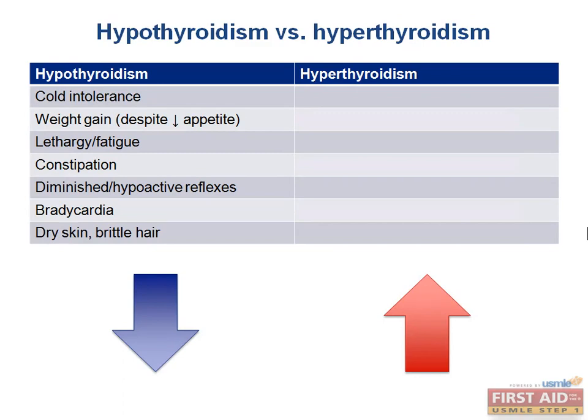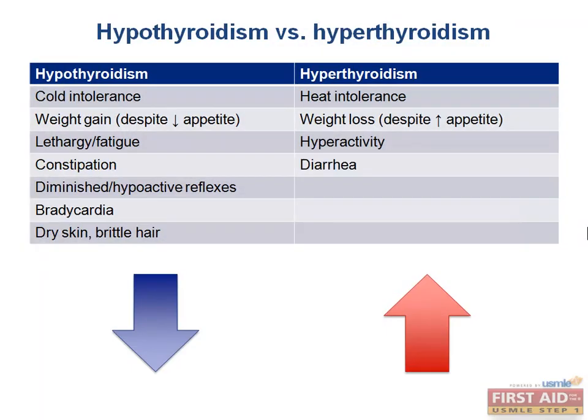Contrast this with hyperthyroidism, where we have intolerance to heat and weight loss, despite increased appetite. These patients tend to be hyperactive, and this is reflected by their symptoms of diarrhea, hyperactive reflexes, and tachycardia. Do you remember what is the mechanism behind tachycardia in hyperthyroidism? The answer is increased expression of beta-1 receptors in the heart, and this can predispose patients to arrhythmias such as atrial fibrillation and tachycardia. Also, in contrast to hypothyroid patients, hyperthyroid patients tend to have warm, moist skin.